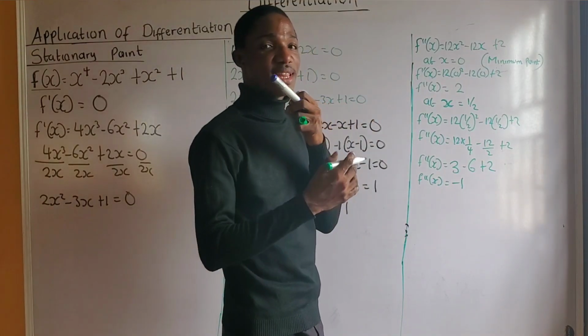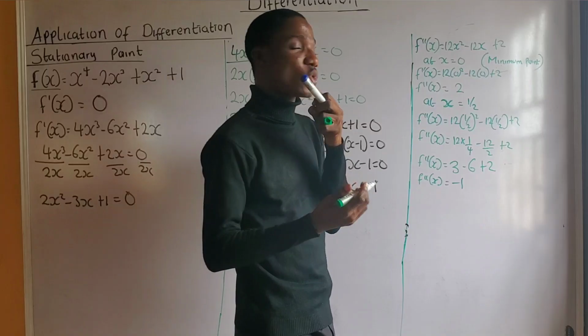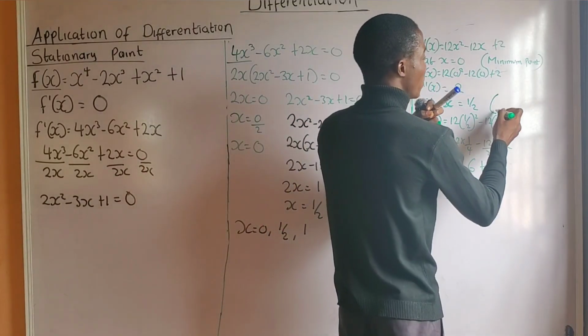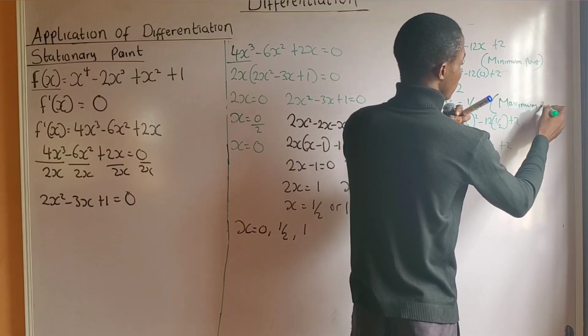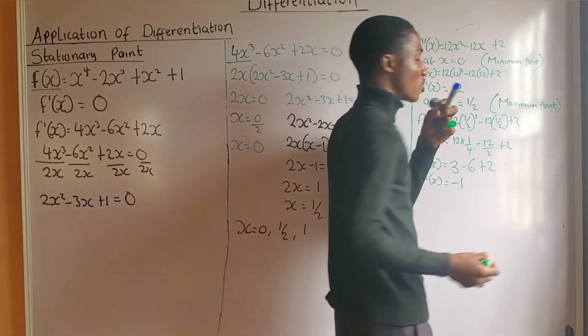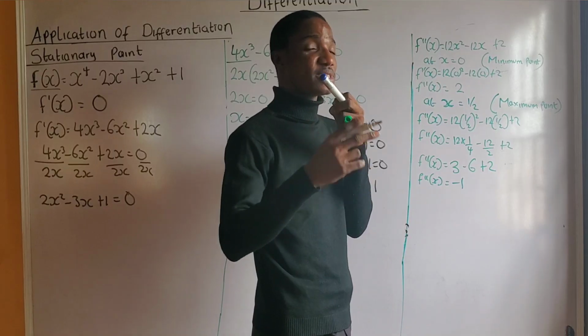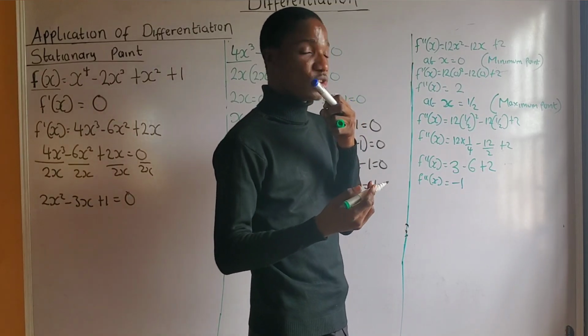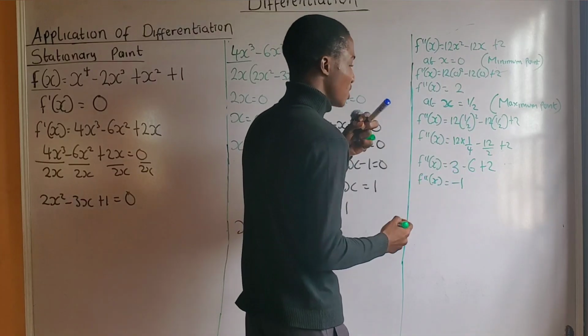Now, at x equals 1 over 2, the second derivative of f of x is negative 1, and negative 1 is less than 0. So that means at x equals 1 over 2, we have a maximum point, because negative 1 is less than 0. And if the second derivative is less than 0, that point is a maximum. Do you understand?